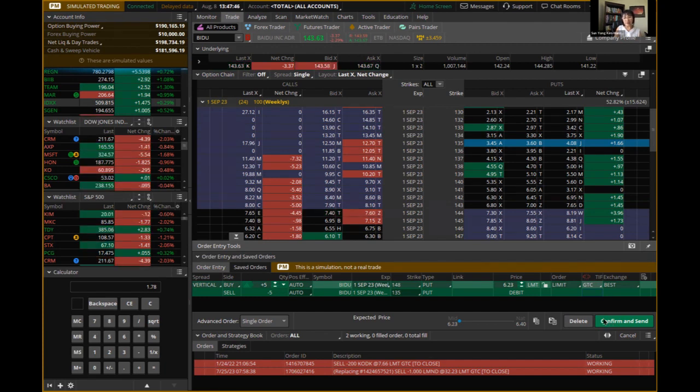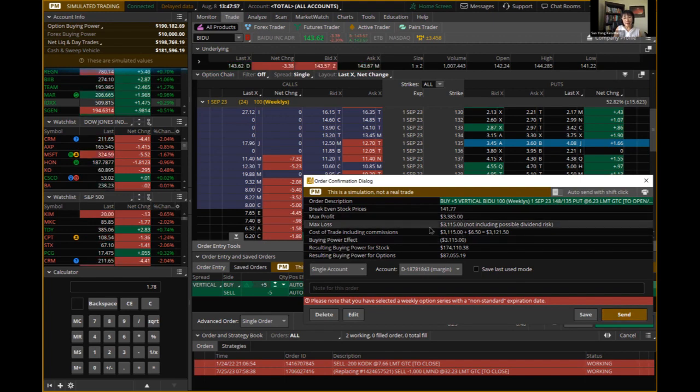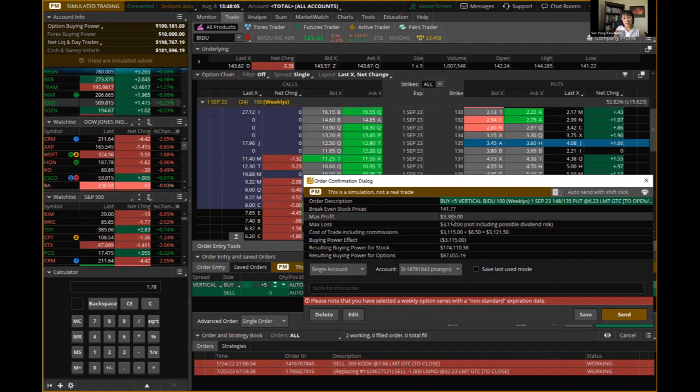All right. So here we go. So it tells me I can make 3,385. That's the max profit, and the max loss is 3,115. So I have to risk that much money to make this kind of money.